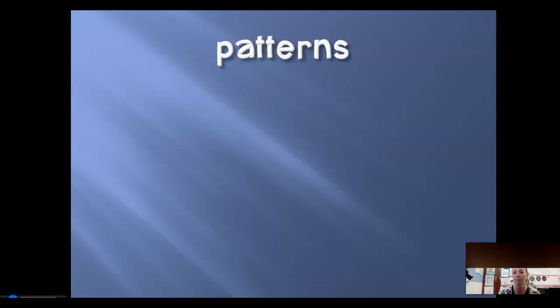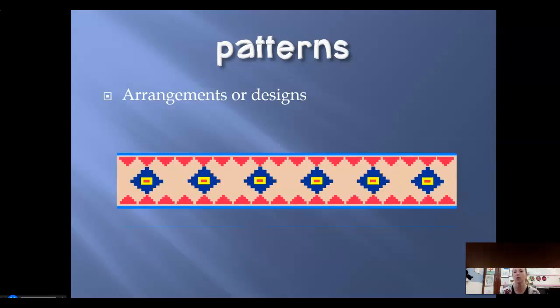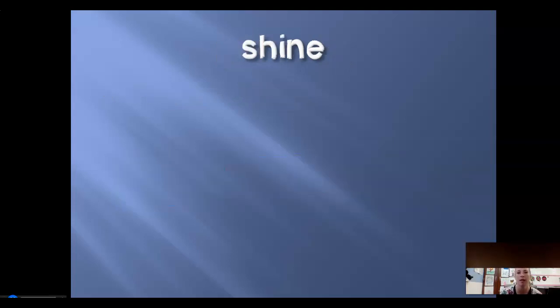All right, kiddos, say patterns. A pattern is an arrangement or designs. So this is an example of a pattern. Notice that it is repeating itself. Okay, so patterns typically repeat themselves in a certain design or a certain way. So patterning could be something like circle, triangle, square. It could be letters A, B, A, B. Those are all patterns.